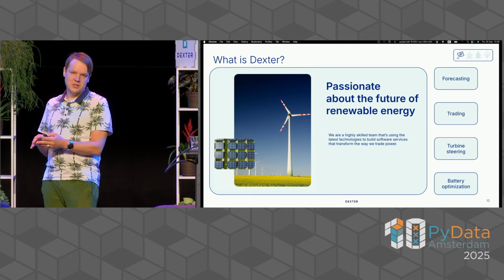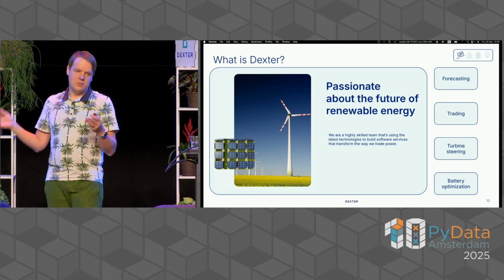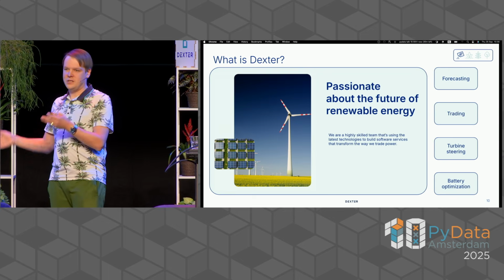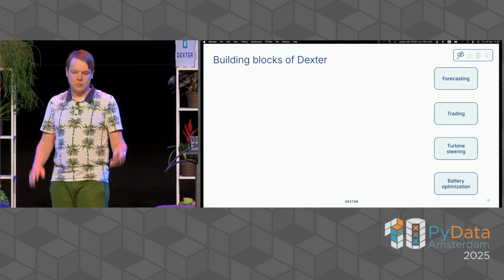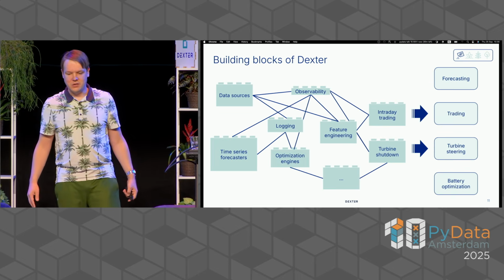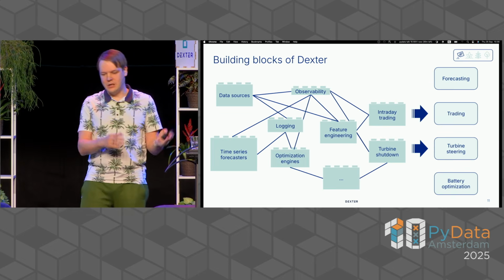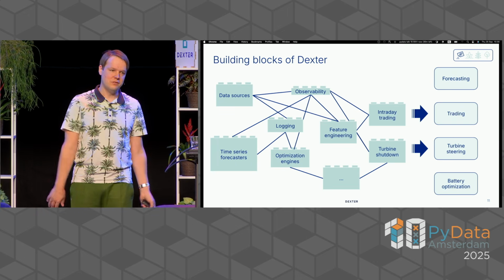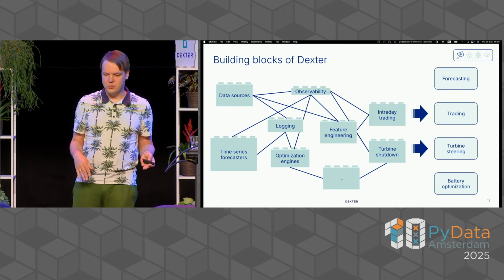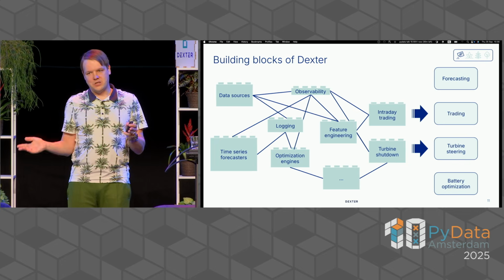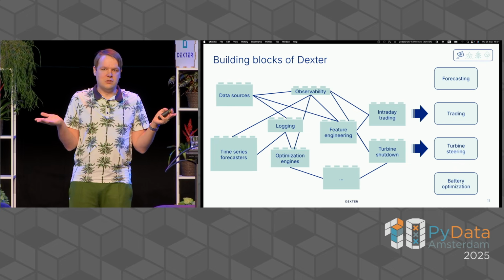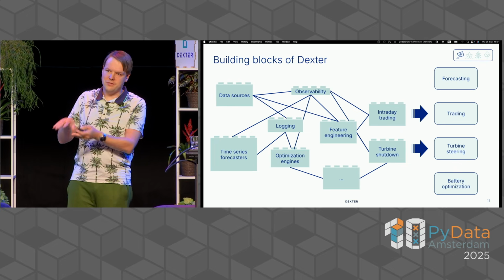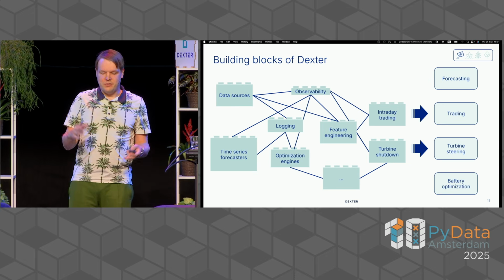All those four products are powered by machine learning and forecasting and similar building blocks behind the scenes, right? You can imagine that we have observability and logging and data sources and feature engineering, all the classical stuff that powers those four different products. Some components could be very general, some are very much tied to a specific use case, and everything in between.